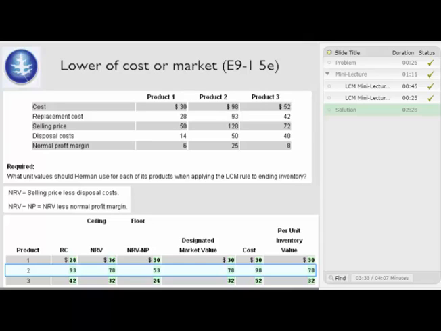Since $78 is less than product 2's cost of $98, Herman must use the $78 as its per unit inventory value. For product 3, replacement cost exceeds the product's net realizable value. Therefore, Herman will use net realizable value of $32 as its designated market value. Here too, the designated market value is lower than cost, so the company will use the $32 designated market value as its per unit inventory value.